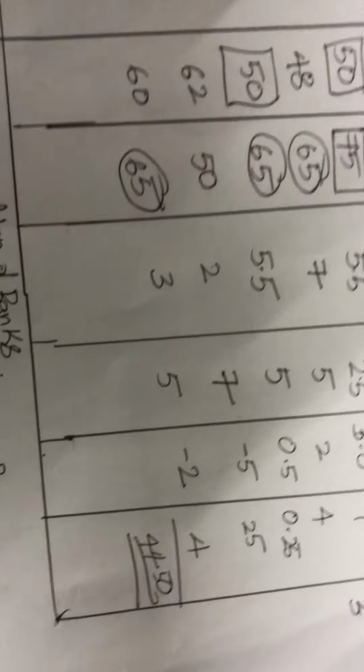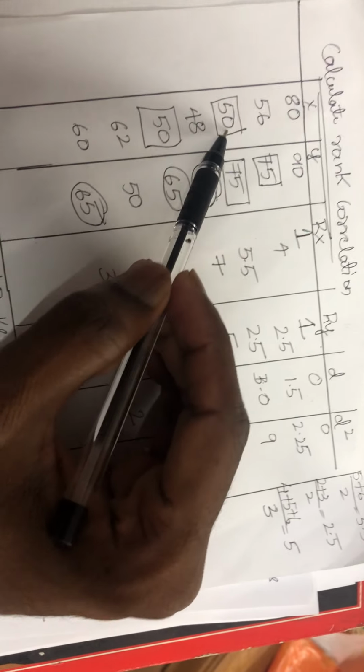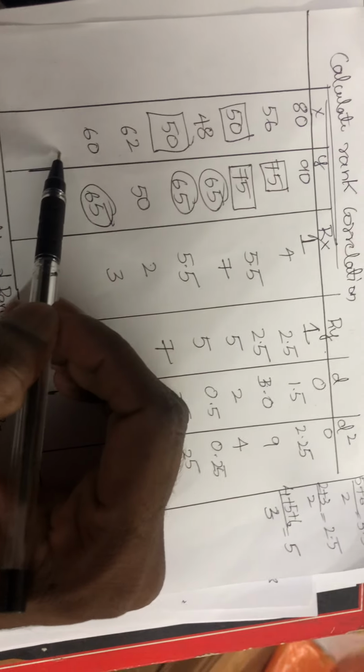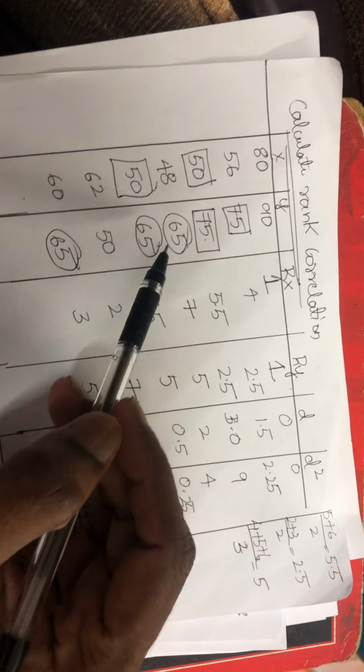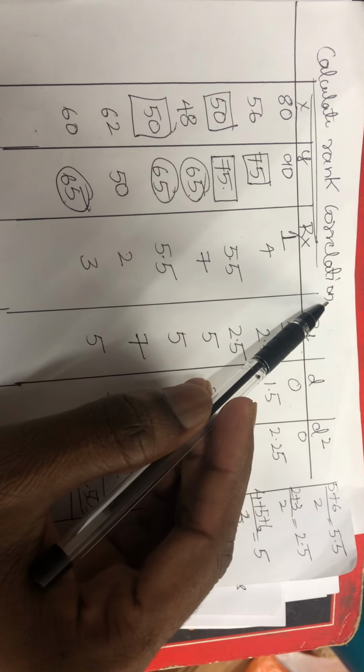Suppose in the given case the ranks are repetitive in nature. As I said, when the ranks are not repetitive, the problem is simple. But when the ranks are repetitive, how to solve the problem? I have given another illustration. X and Y, there are some numbers given to you: 80, 56, 50, 48, 50, 62, 60, 90, 75, 75, 65, 65, 50, 65. Now by using Spearman's rank correlation method, we have to find the correlation.